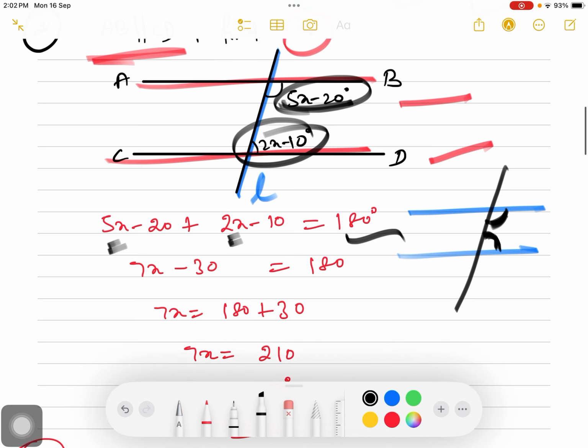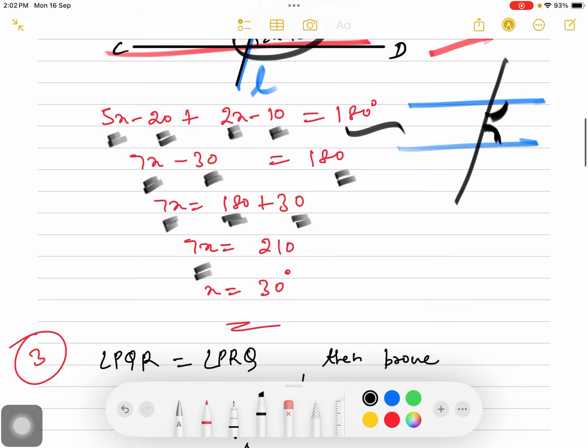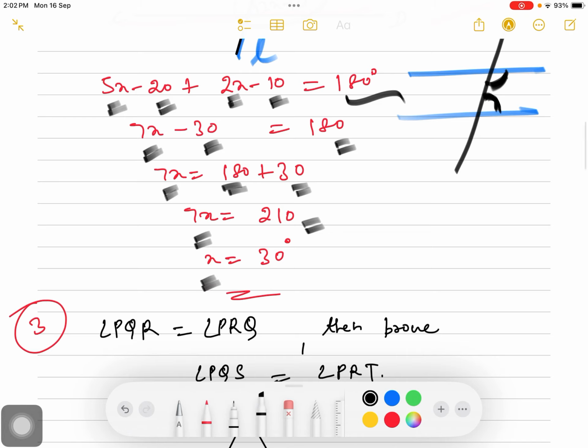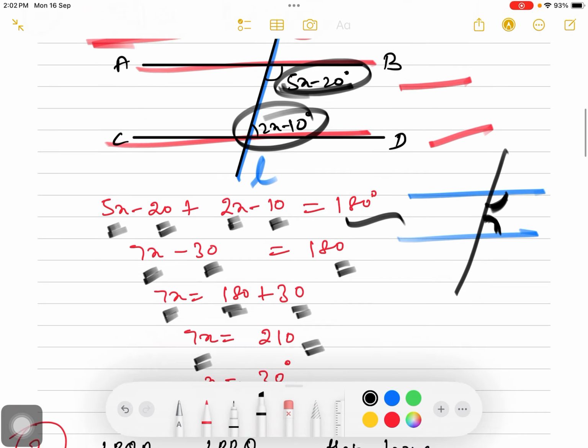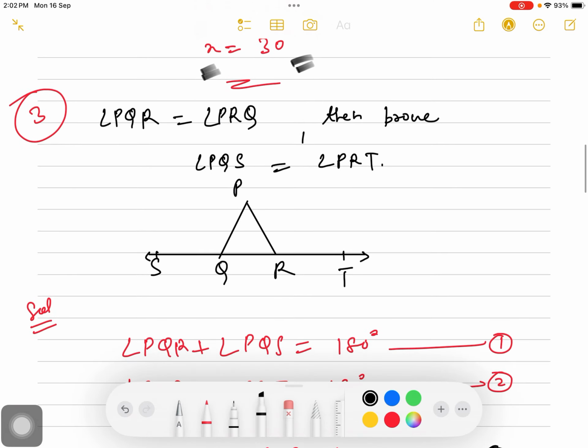After solving, 5x plus 2x is 7x, minus 20 minus 10 gives minus 30, equals 180. Then 7x equals 30 shifted to the right side, so 7x equals 180 plus 30, which gives 210. So the x value will be 210 divided by 7, which is 30. We only had to find x here. So the x value is 30. This is our answer for the second question.